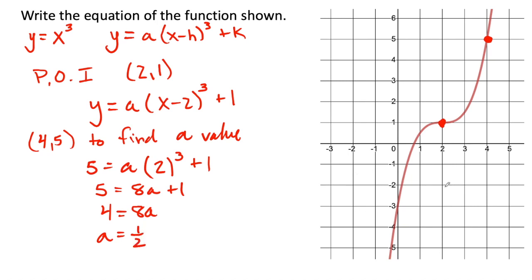And so the equation of this graph is y equals 1/2 times x minus 2 cubed, plus 1. Again, we need to be able to identify the h, the k, which is one of the key points in most of these graphs. Once you find that, use another point on the graph to find the a value. In this case, we used 4, 5, but we just as likely could have used 0, negative 3.